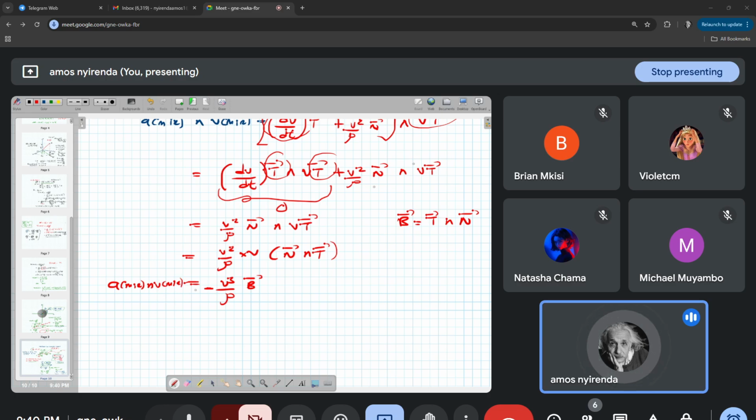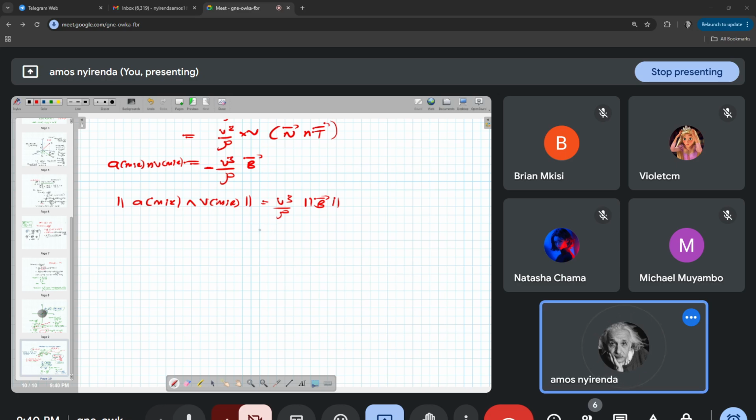Now what happens if I take the absolute value on both sides? If I take the norm on both sides, I'm taking the magnitude on both sides. So the negative sign is going to disappear. I'm going to have v to the power 3 over rho, times the magnitude of the vector b. Now b is a unit vector. The magnitude of a unit vector is always 1.